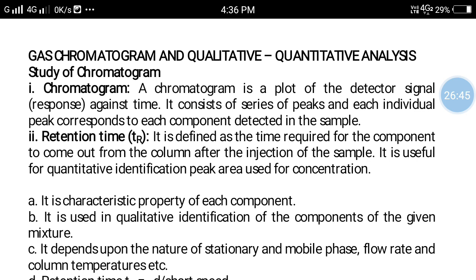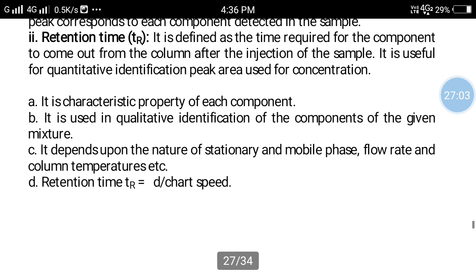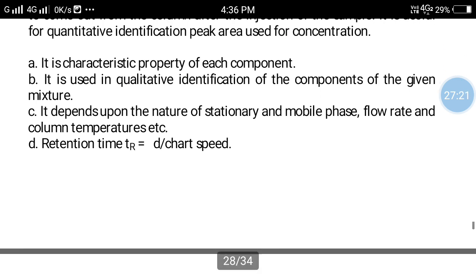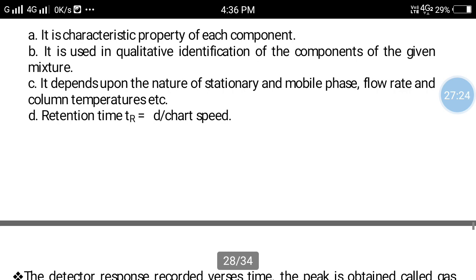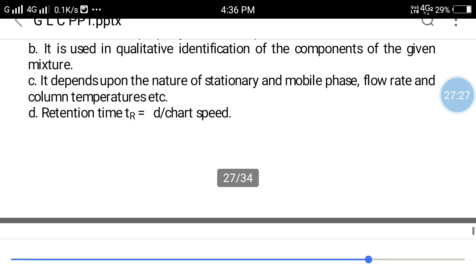Second one is the retention time. It is denoted as TR. It is defined as the time required for the component to come out from the column after the injection of the sample. It is useful for the quantitative identification of peak area for concentration. It is a characteristic property of the component. It is useful in the qualitative identification of the components of a given mixture. It depends upon the nature of the stationary phase as well as the mobile phase, flow rate and the column temperature. The retention time TR is determined with the help of D, that is distance upon the chart speed.